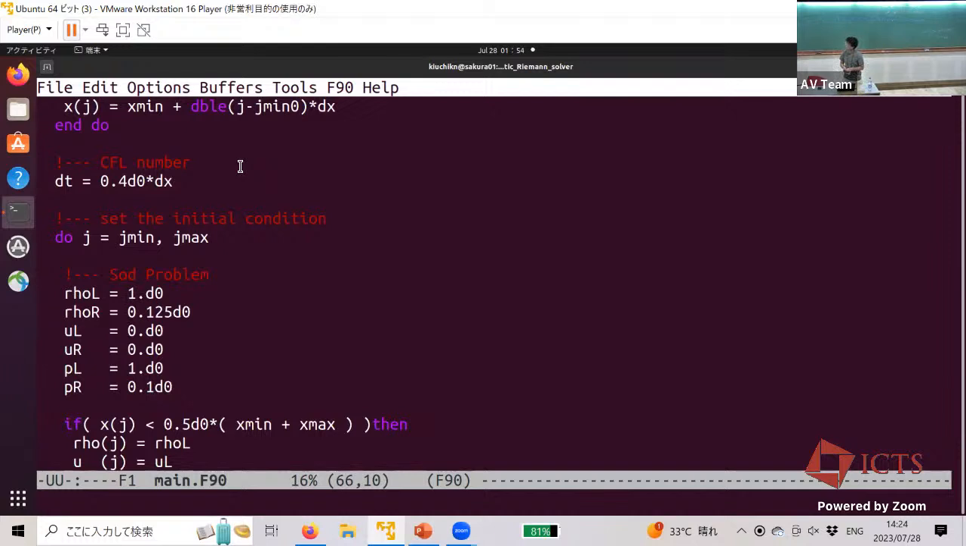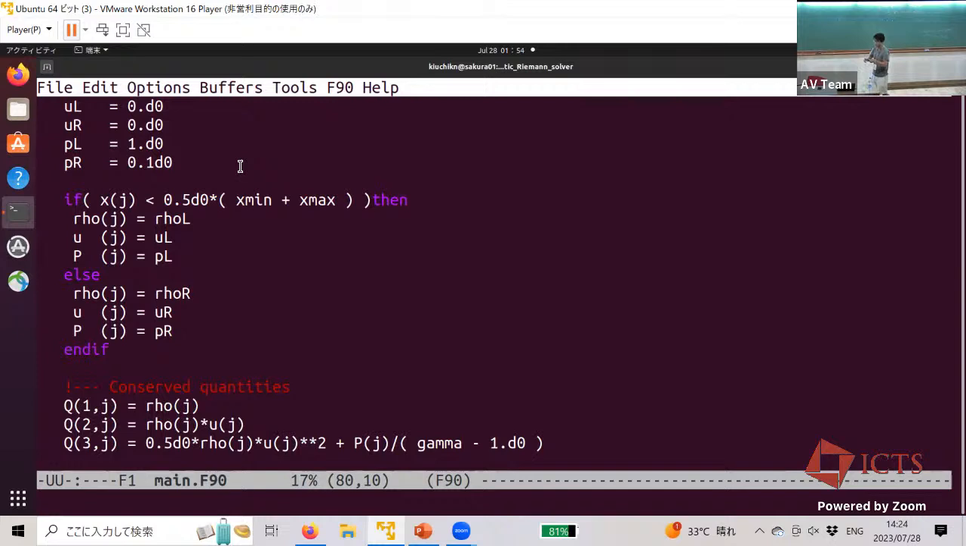So let's set the initial conditions. The problem's left state and right state are given by this, right? Then you plug this left and right state into the arrays of density, velocity, and pressure. If the coordinate x is from 0 to 0.5, you use the left state. Otherwise, you use the right state, right?